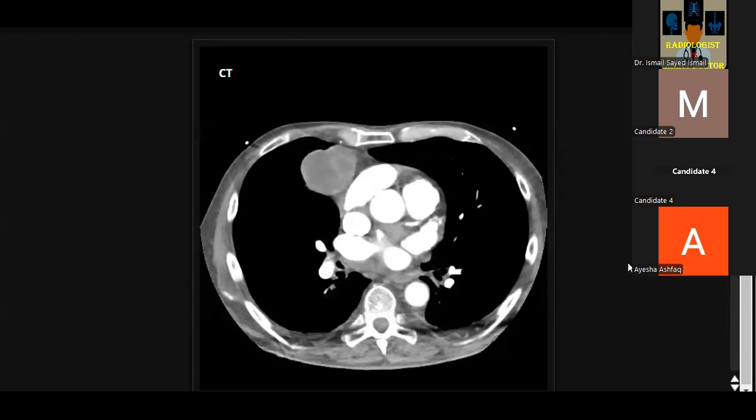I would recommend biopsy of this lesion and would like to refer this patient to the oncology MDT for further workup and management. Okay, good.